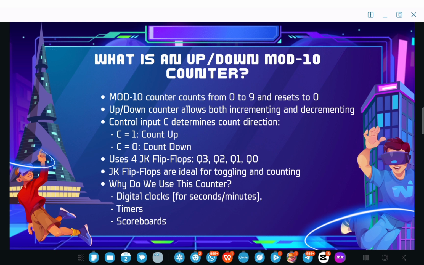When do we use the counter? It is used in digital clocks for seconds and minutes, timers, and scoreboards.